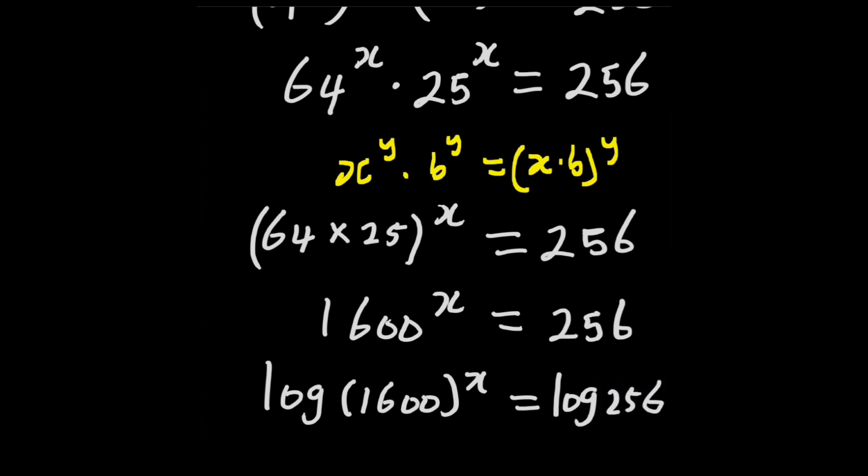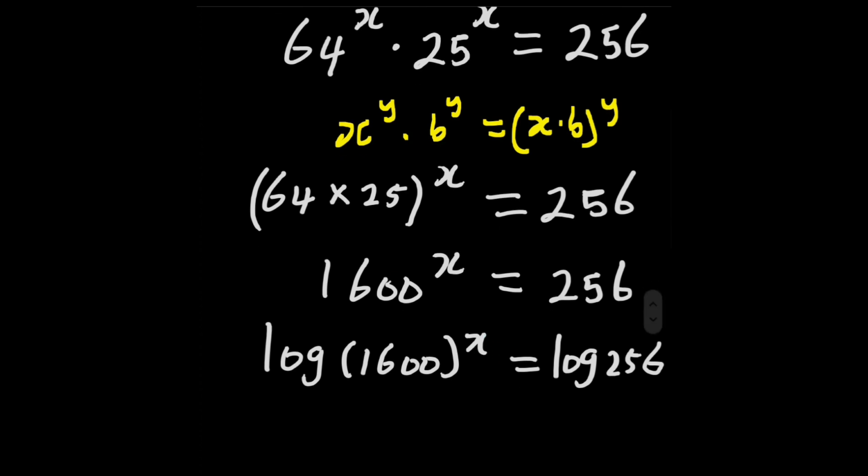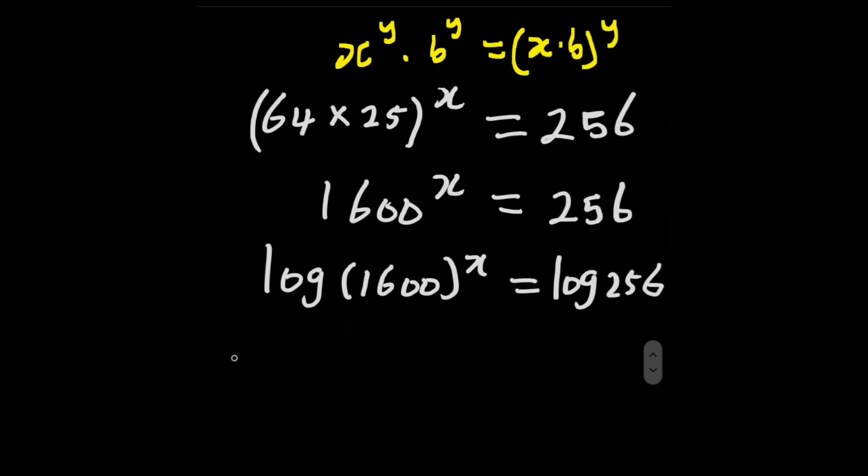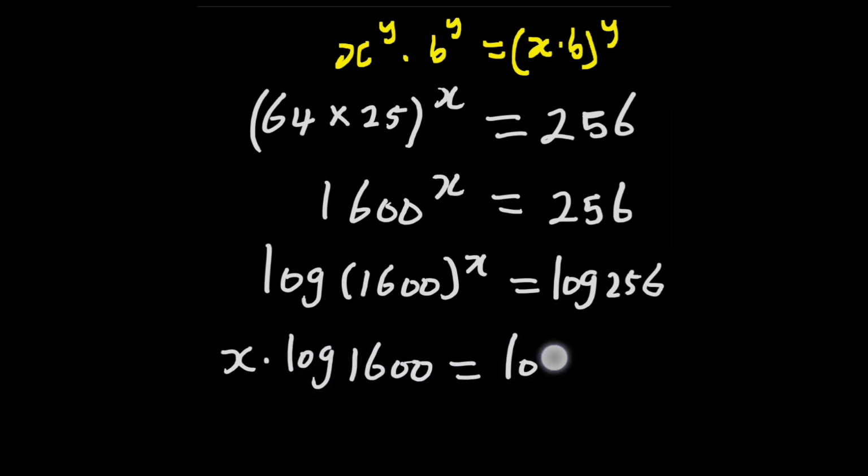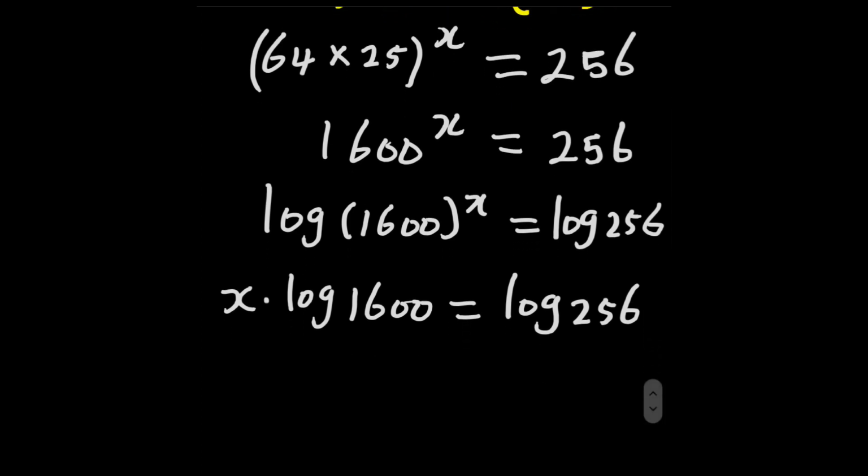Now we're going to recall the power property of logarithm. This power x is going to come forward to multiply the log. So when we apply that, it's going to be x multiplied by log of 1600, which is going to be equal to log of 256. Now we're looking for the value of x, and log of 1600 is attached to x. So we divide both sides by log of 1600.